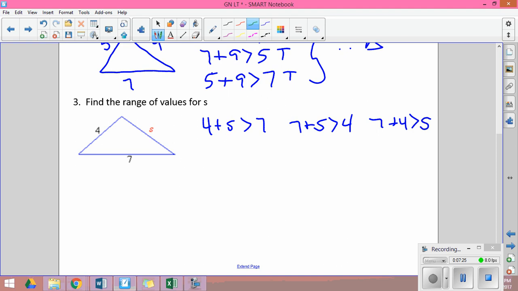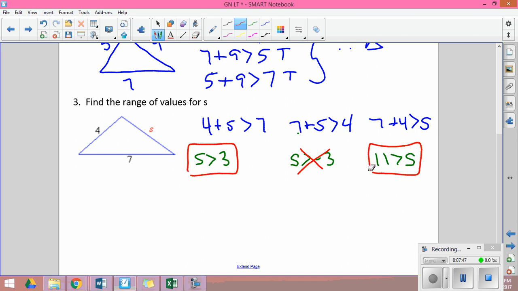I'm going to solve each one. So if I subtract 4, I have s is greater than 3. Here, if I subtract 7, I'm going to have s is greater than negative 3. And here I'm going to have 11 is greater than s. Well, s greater than negative 3 doesn't apply because we can't have negative values. Here's my bottom value, and here's my top value for the max and the min that my triangle sides could be. So the cleanest way to write this is as a compound inequality. Start with your littlest one. If you think about pancake flipping this over, you would have 3 is less than s is less than 11.